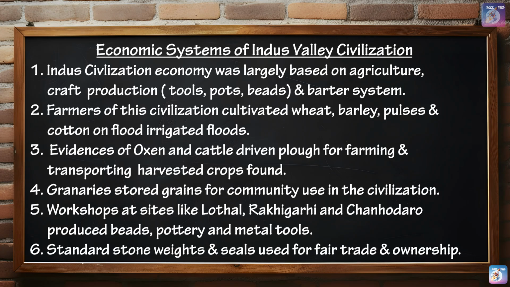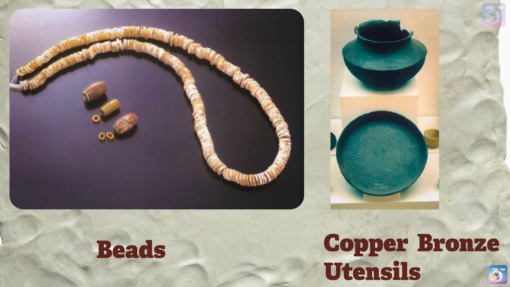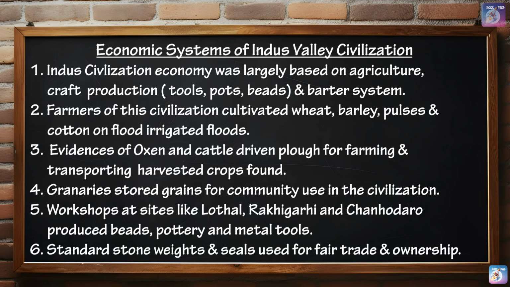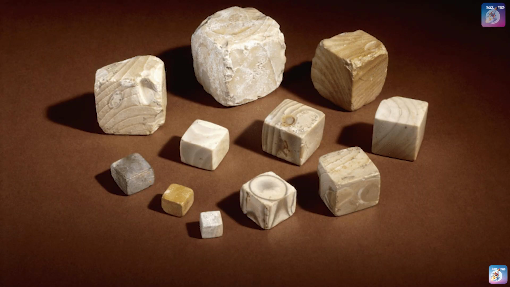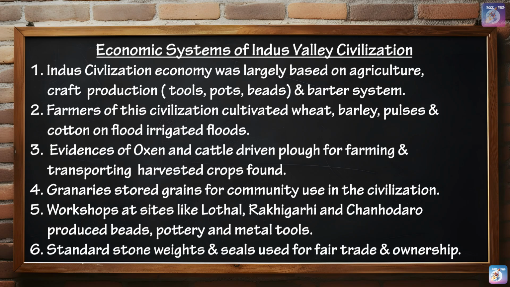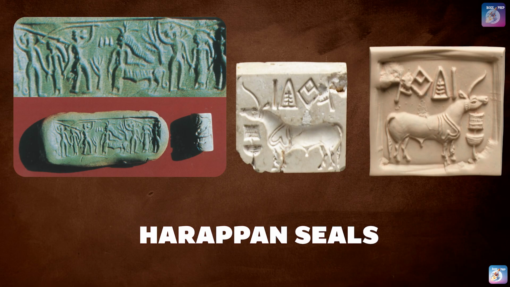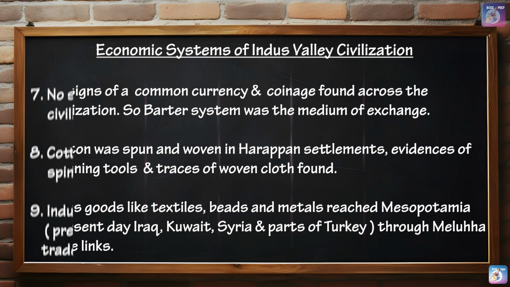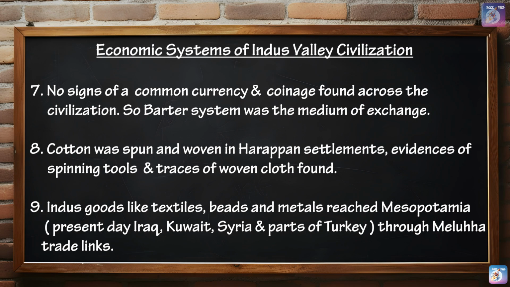Workshops existed at many Indus civilization sites like Lothal, Rakhigarhi, and Chanhudaro for making beads, copper and bronze tools. For trade measurement, standard stone weights allowed goods to be valued by weight. Clay seals with animal motifs were pressed on packages to mark ownership and cargo. No evidence of coinage and currency shows that Harappan commerce relied on barter of grains, metals, and crafted goods as value.